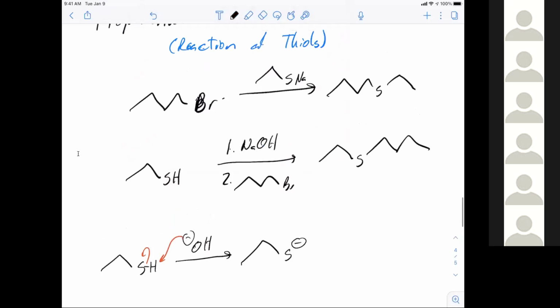No, this is not supposed to be a radical. That was a stray pen mark.